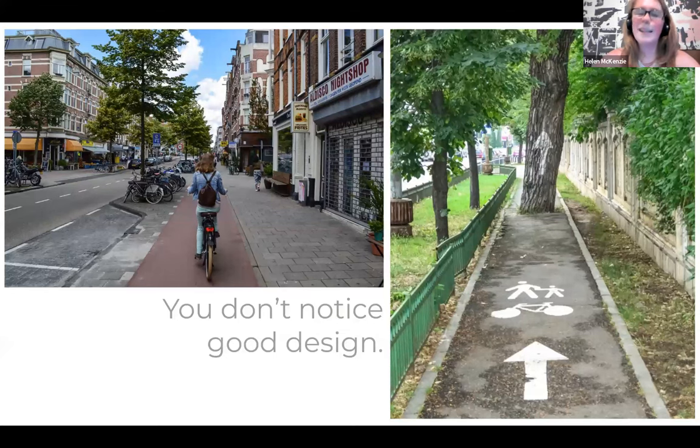Something I always say as well is you don't notice good design. Say you're cycling along, you don't notice when there's not a tree in the middle of your cycle path, but you do notice when there is a tree in the middle of your cycle path. Bad design in data visualization is just like this. You don't notice when something has been designed really well because there's nothing in your way. But the minute there's something in your way that's stopping you understanding that visualization or that map, that's when there's a real problem.